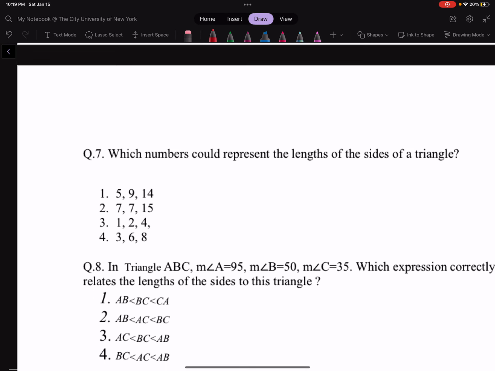And then again, which numbers could represent the lengths of the sides of a triangle? The sum of the two shorter sides should be larger than the longest. 5 and 9 is 14, and 14 equals 14, so it doesn't represent. 7 plus 7 is 14, which is less than 15, so it doesn't represent. 1 plus 2 is 3, less than 4, so it doesn't represent. 6 plus 3 is 9, and 9 is greater than 8. So number 4 is the option.